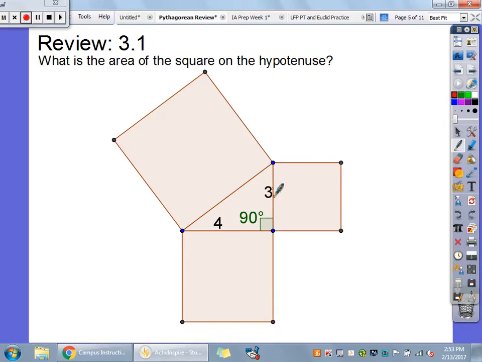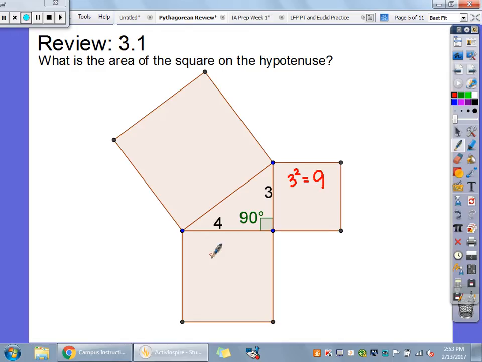do that. If we know that this length here is 3, then in order to find the area of this square here, we just square this. So the area here is 3 squared. And remember, 3 squared doesn't mean 3 times 2. Remember, it's 3 times itself. So 3 times 3, and 3 times 3 is 9. So the area of this square here is 9.